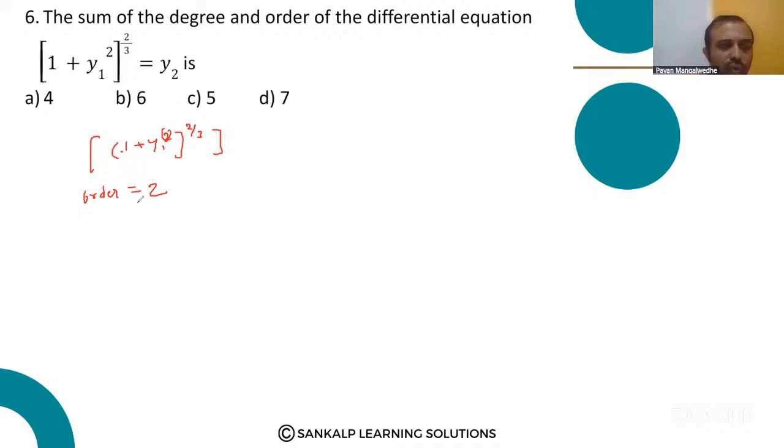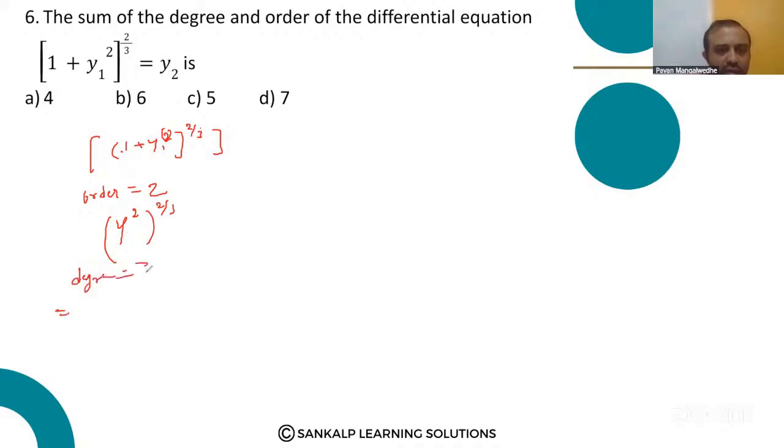So now order is 2. So what is the power of y2? When you equate this y1 to the whole to the power 2 by 3, the power of the equation is 3, because it is y to the power 3. So the degree is 3.